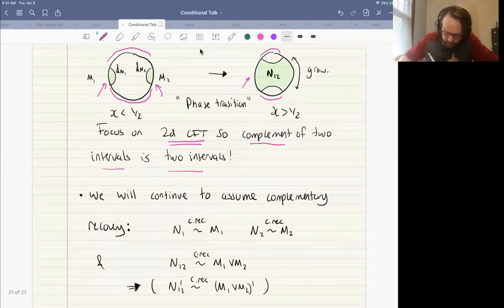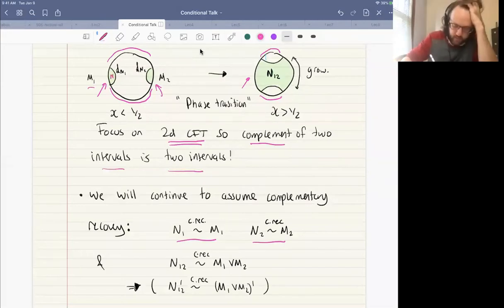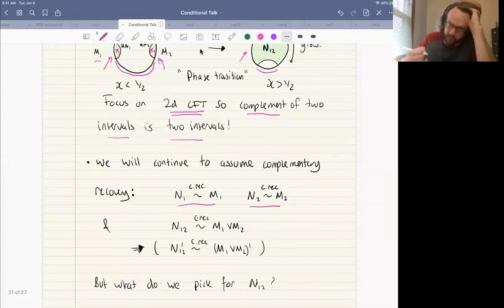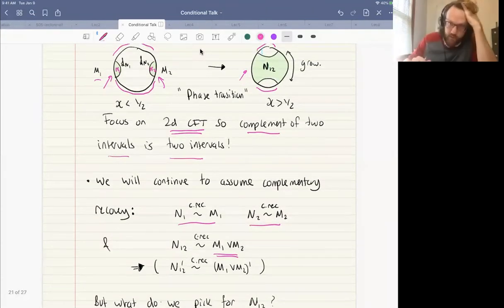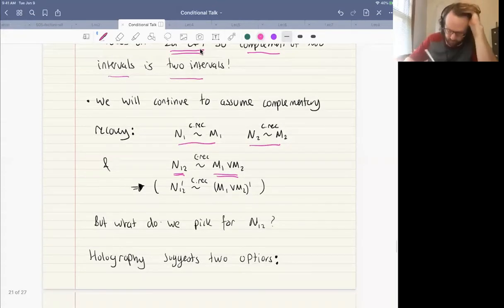If I continue to assume reconstructibility for these two separate algebras, M1 and M2, so I have some regions N1, N2 associated to those, then that's fine. But then the question is, what is the reconstructible algebra associated to the algebra generated by M1 and M2? I'll call that N12, and the question is, what should I pick for N12? And holography suggests that there's only two options.